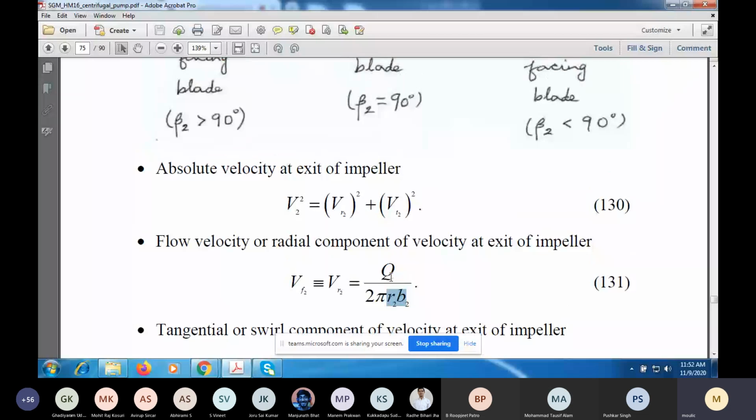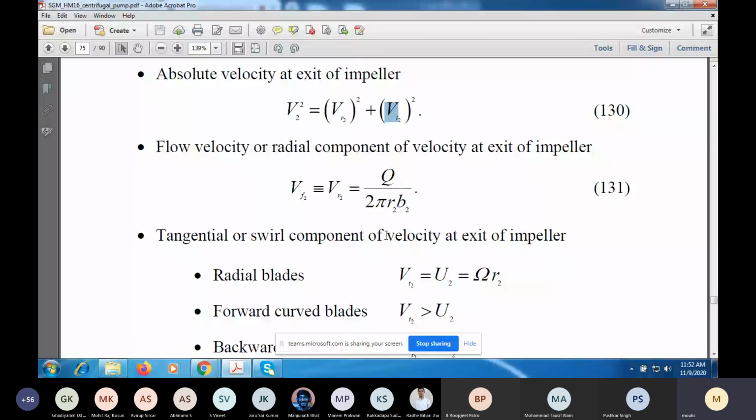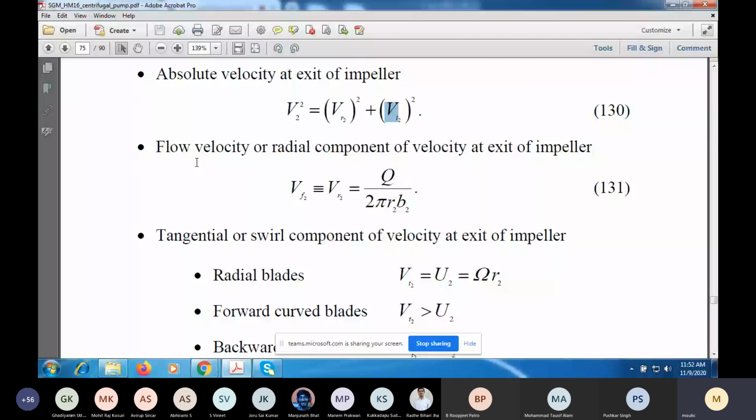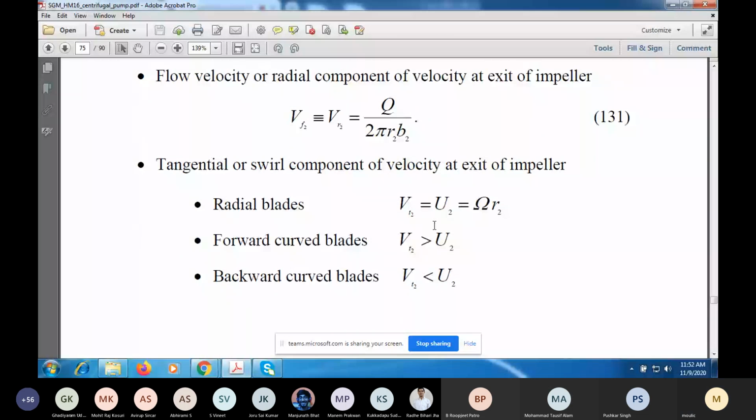Now the absolute velocity squared at the exit is the square of Vr plus square of Vt. So what is Vt? It will depend on the shape of the impeller blade. For the radial blade, you see that Vt2 is the same as u2, which is r omega. And if it's backward curved, then Vt2 is this much, which is less than u2. And if it's forward curved, then this is V2, and this is Vt2, which is larger than u2. Okay. So the tangential component for forward curved blades is larger than omega r2, larger than u2. And for backward curved it is less, and for radial blades they're the same.